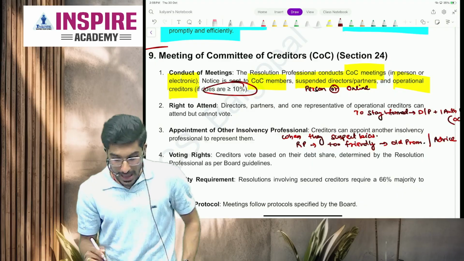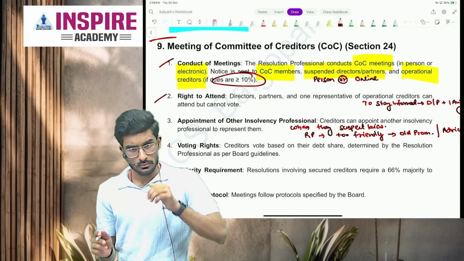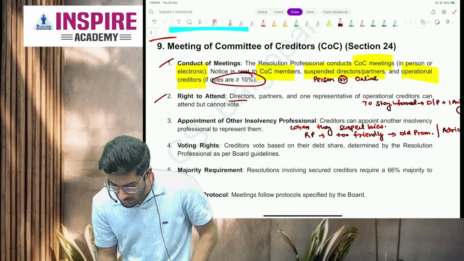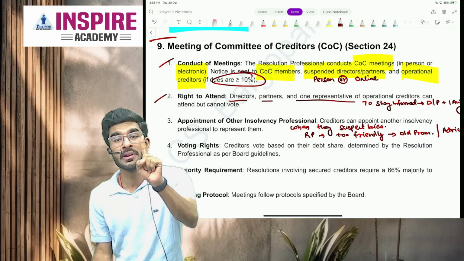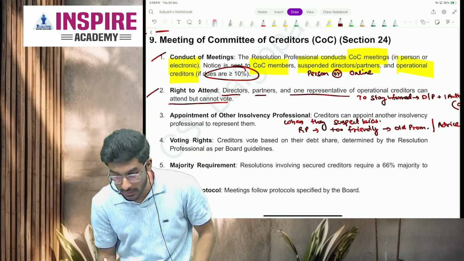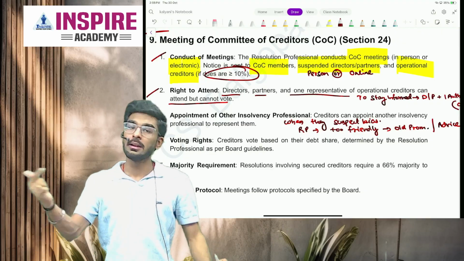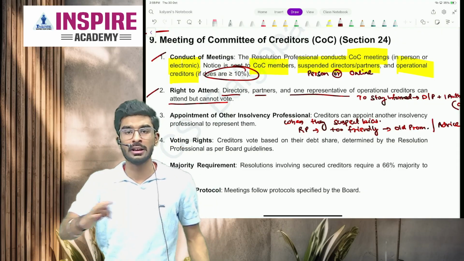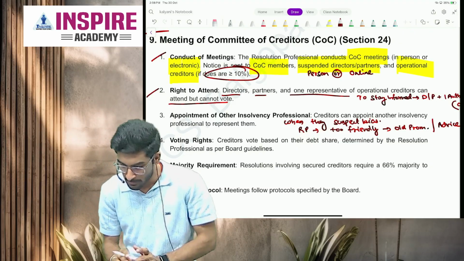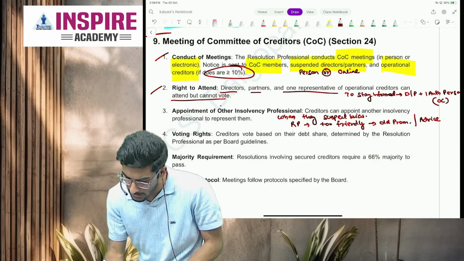Perfect. And then we understood who has the right to attend. Do only the committee of creditors have the right to attend? Let's see. Directors, partners, and one representative of all the operational creditors can attend, but they cannot vote. This is very, very important. They can attend the meeting, they can watch what all decisions are taken, but they cannot vote in the meeting. Yes or no, people?